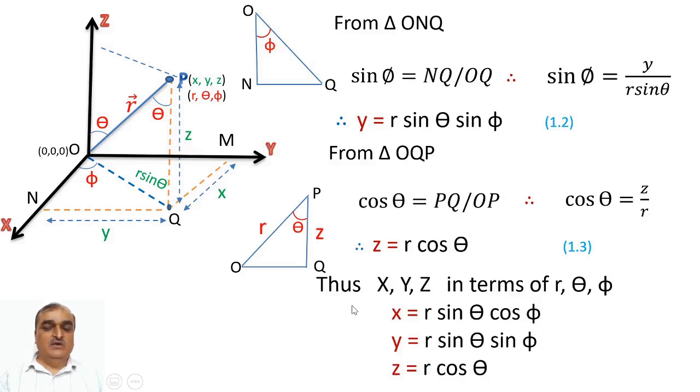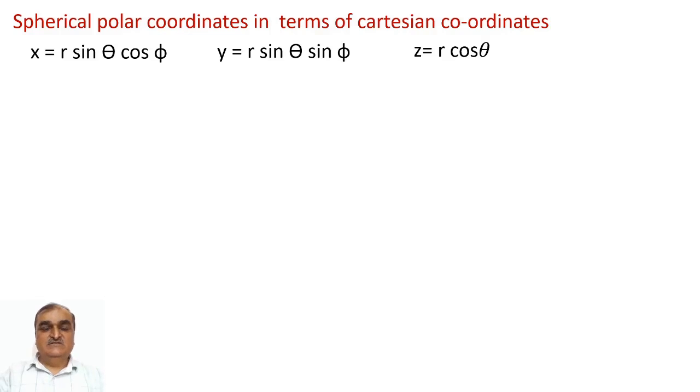In this way, we get X, Y, Z in terms of R, theta, phi. The first equation, X is equal to R sine theta cos phi. The second equation, Y is equal to R sine theta sine phi. And the third equation, Z is equal to R cos theta. Let us derive spherical polar coordinates in terms of Cartesian coordinates. That is, we have to derive R, theta, phi in terms of X, Y, Z.